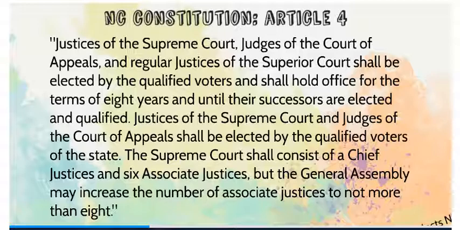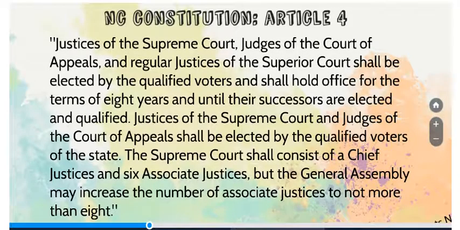So justices of the Supreme Court shall hold office for the terms of 8 years. So we talked about that already. And until their successors, the people who come after them, are elected and qualified. Justices of the Supreme Court and judges of the Court of Appeals shall be elected by the qualified voters of the state. The Supreme Court, here's the key sentence, shall consist of a Chief Justice and 6 Associate Justices. So currently, the North Carolina Supreme Court has 7 total justices because you have 1 Chief and 6 Associate. 1 plus 6 equals 7.